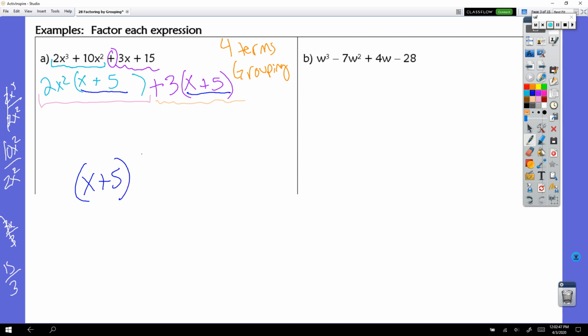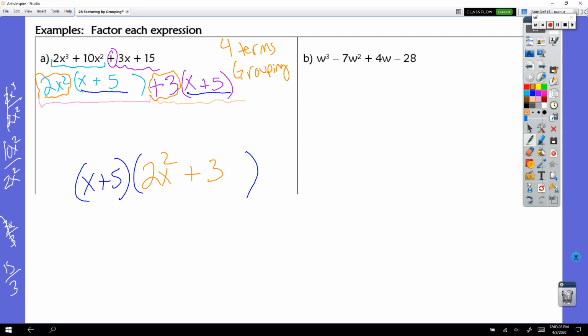And then, because we're dividing, we're going to have multiplication left over. I'm going to be thinking about what's left over. So when I take the x plus 5 out of the light blue stuff, I end up having this 2x squared left over. And when I take the x plus 5 out of the second set, I've got a positive 3 that's left over. So my final answer is going to be the quantity of x plus 5 times the quantity of 2x squared plus 3. So I need two sets of parentheses with stuff inside, one right after the other.